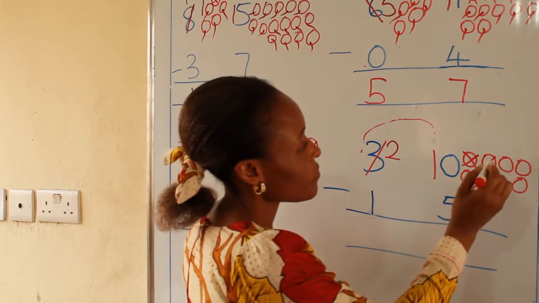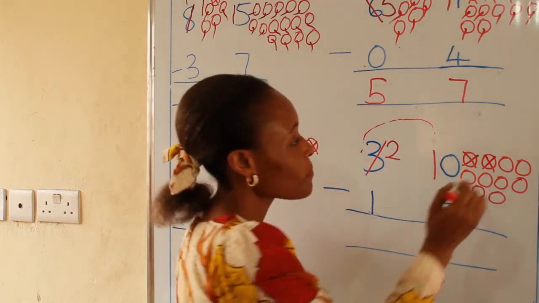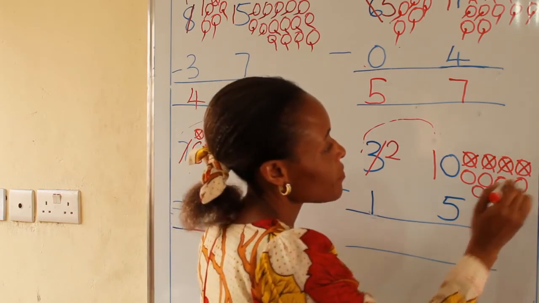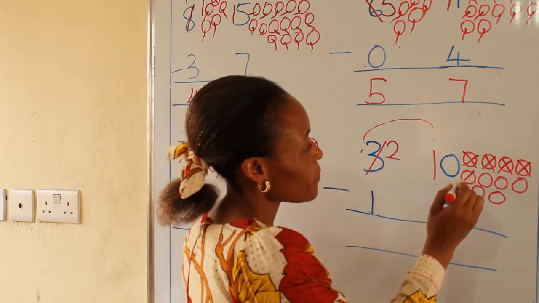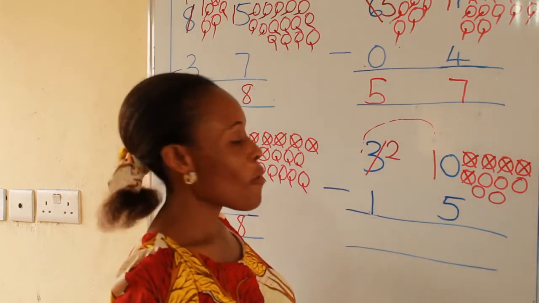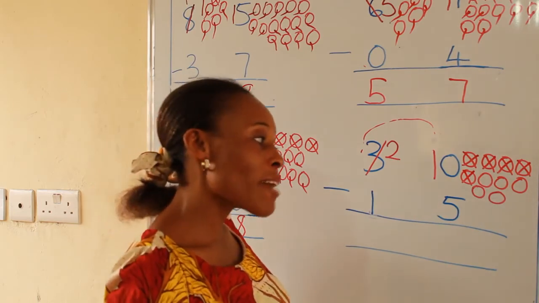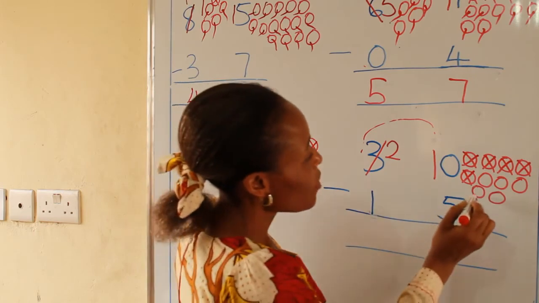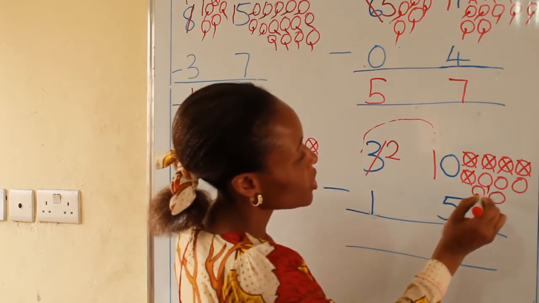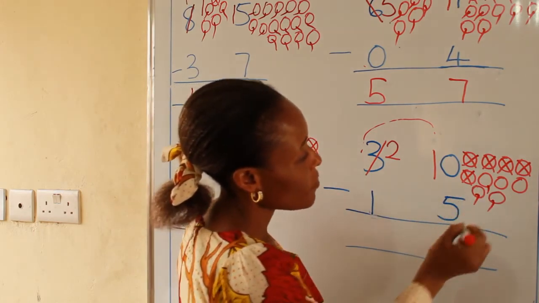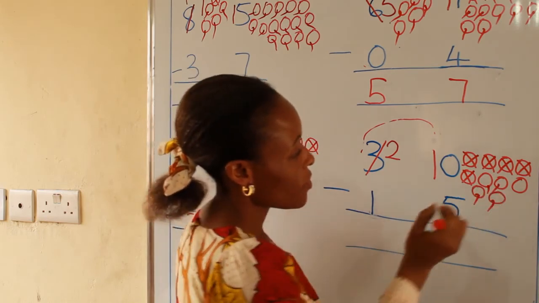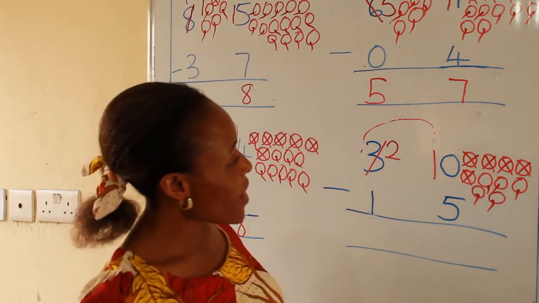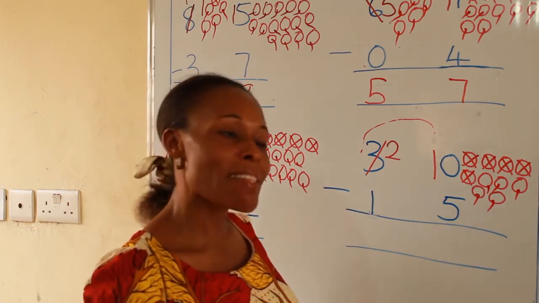1, 2, 3, 4, 5. Wonderful. So how many counters are left? Let's count together. 1, 2, 3, 4, 5. So we have 5 counters left.